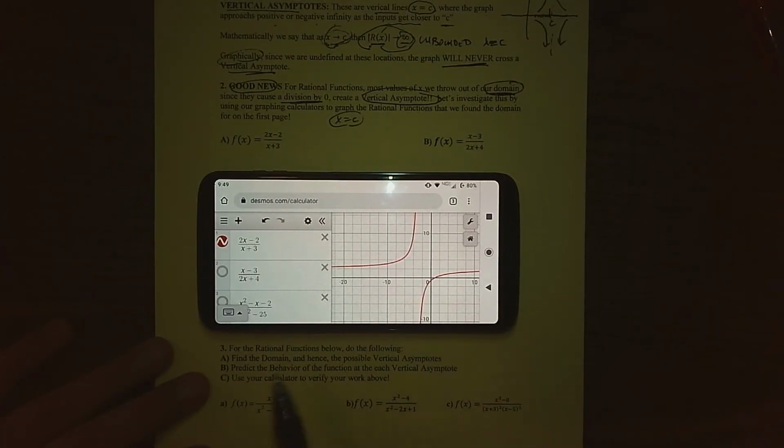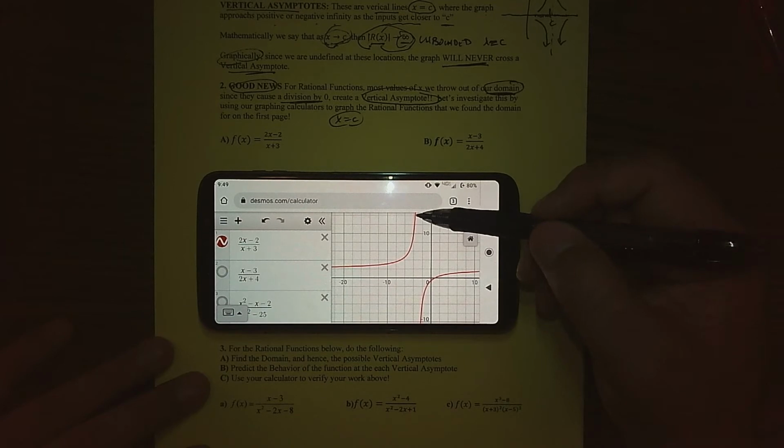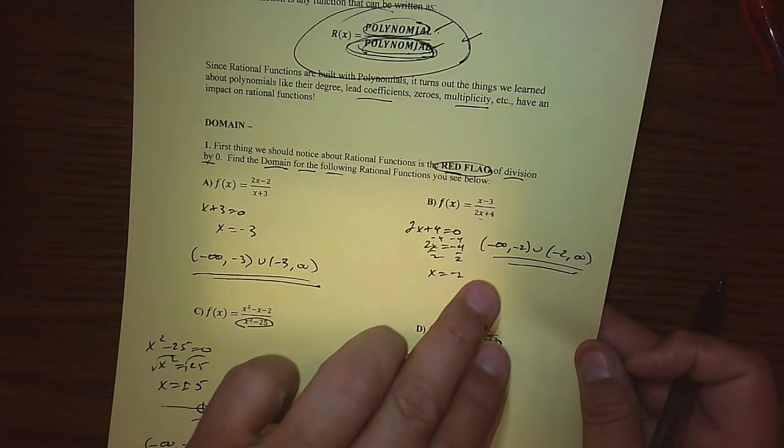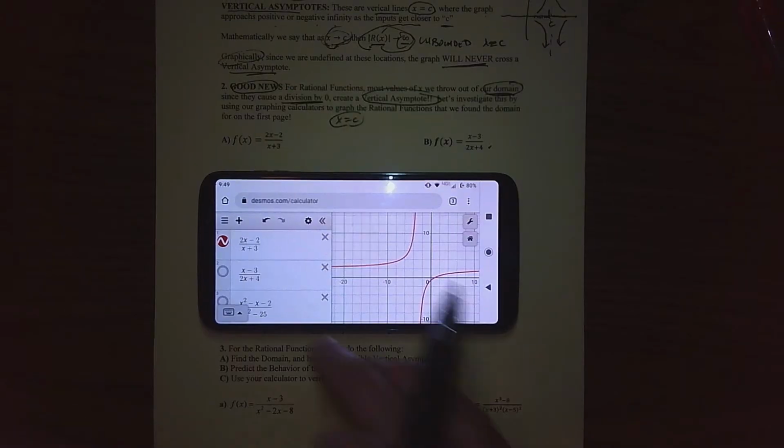And there's a classic x equals negative 3, that would be the vertical line where that's happening. For the next one, what we found, the 0 is occurring at negative 2. And so what I expect to see is a vertical asymptote there.